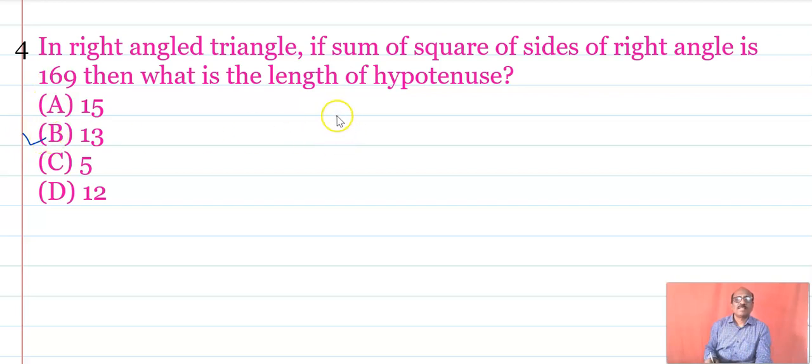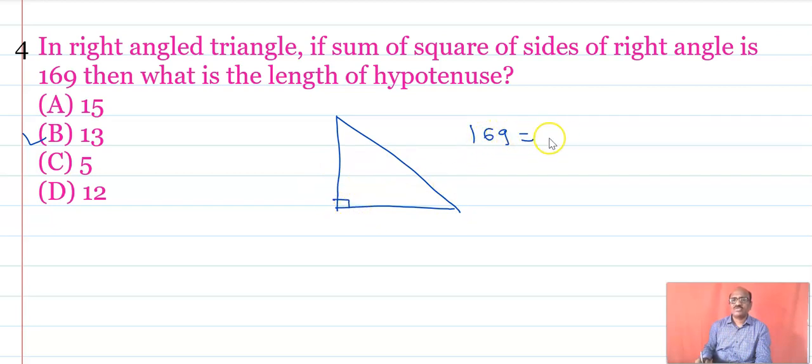What is it saying? The sides which form the right angle, it is the sum of the squares of these two sides. Okay. What is that? It is 169, and that is equal to hypotenuse square.